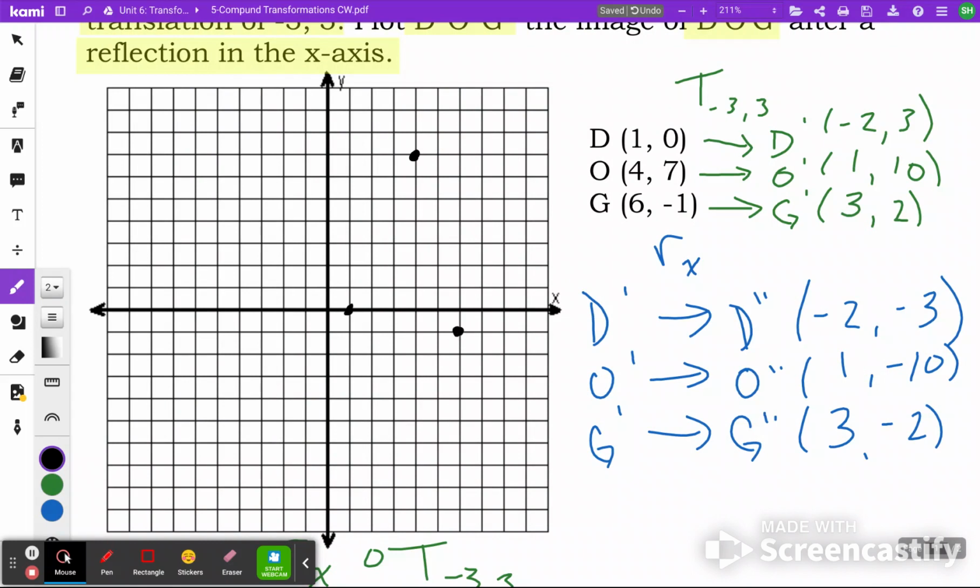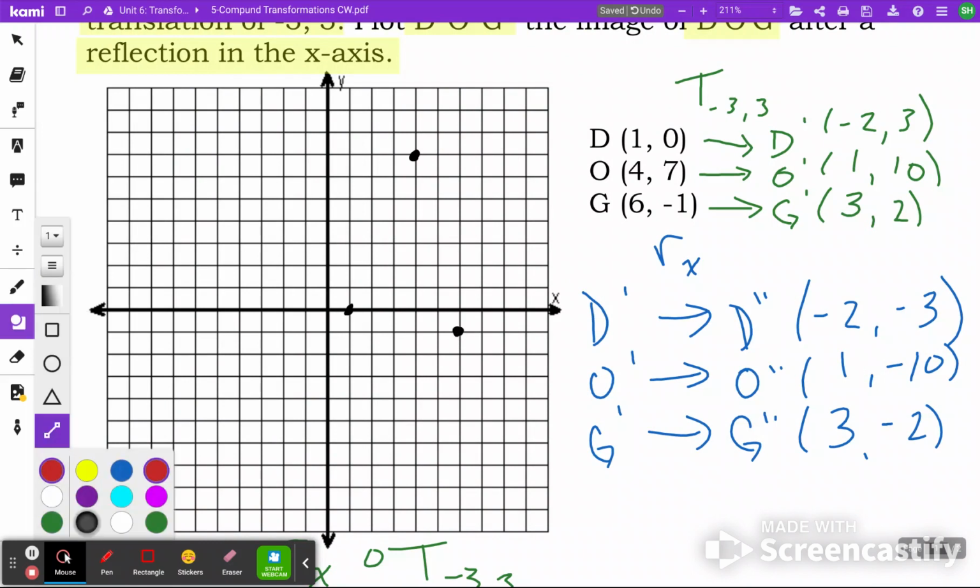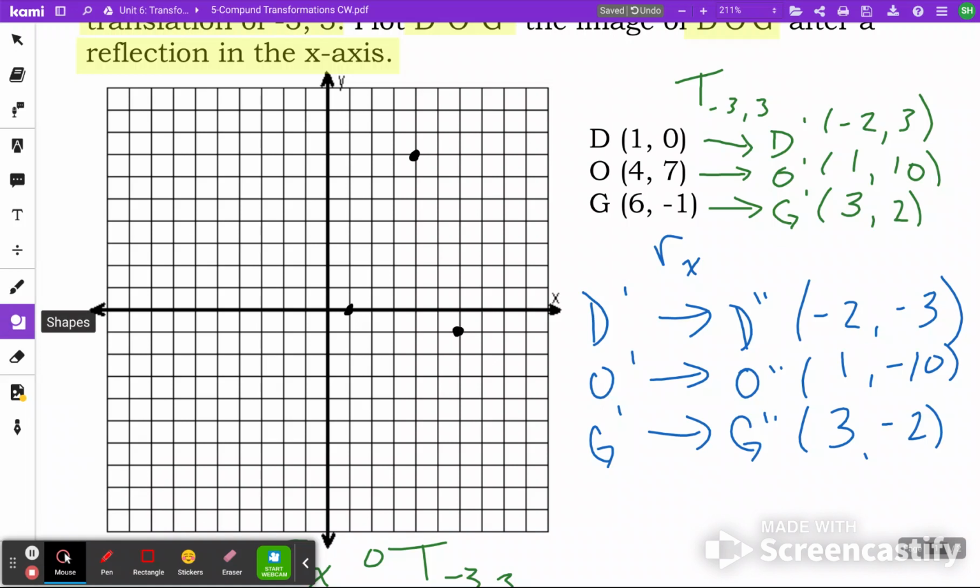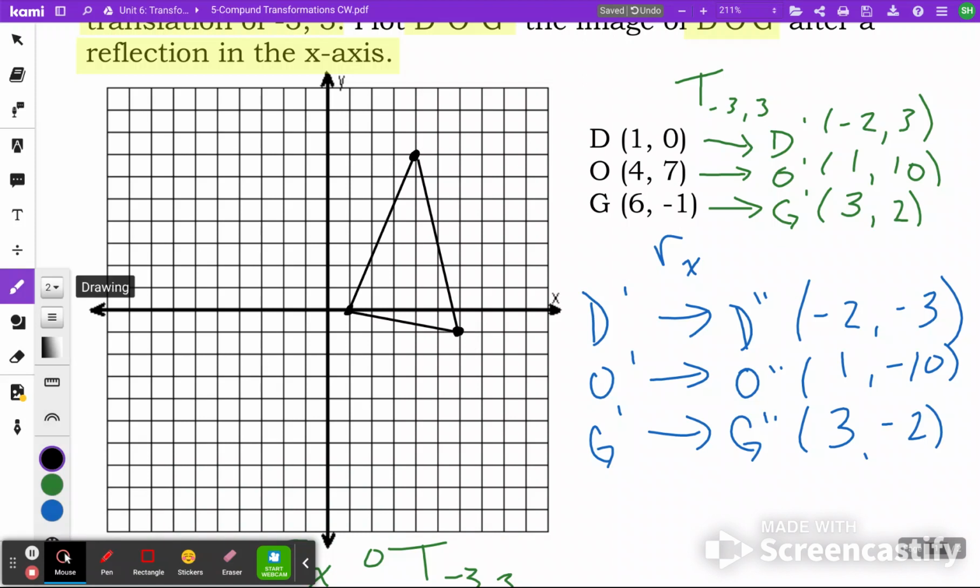And I'm actually going to save the labeling for a little bit from now because I don't want the letters to actually blend in with the dots or the lines of the triangle. So I will label those after the fact for you. DOG prime is -2, 3, 1, 10, and 3, 2.